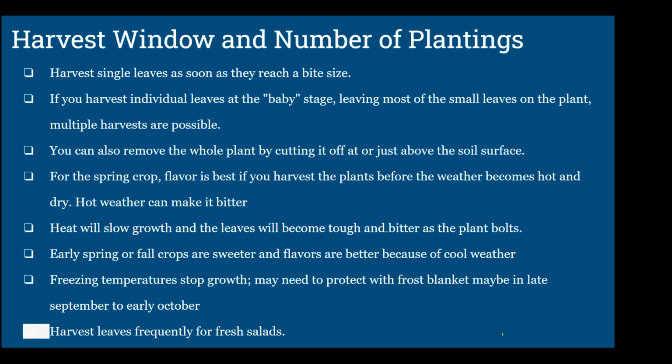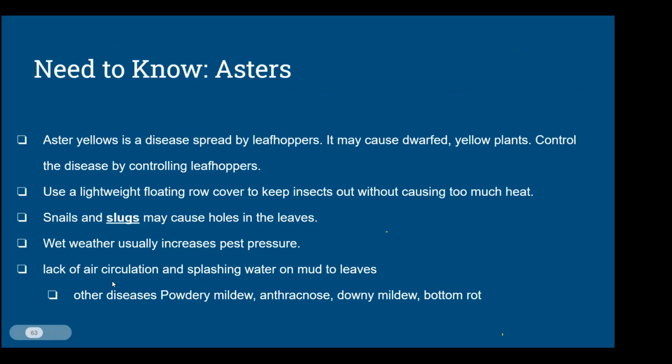Freezing temperatures will stop the growth and they may need to be protected with row cover or frost blanket, maybe in late September to early October. And then you can harvest the leaves frequently for fresh salads. Some need-to-know basics. We were just talking about aster yellows. So this is also something that affects, of course, asters. And it may cause dwarfed yellow plants.